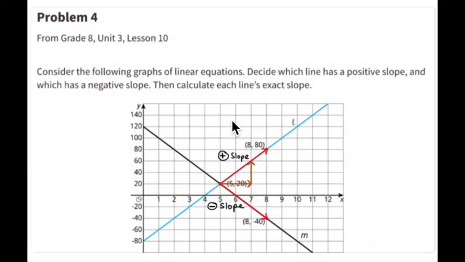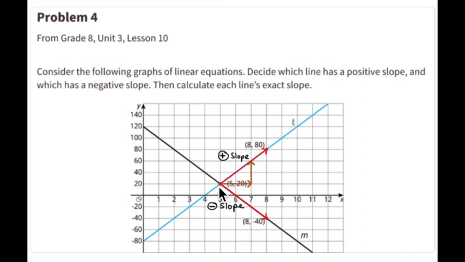This is problem number 4. It says, consider the following graphs of linear equations. So this graph right here of M and this graph right here of L. And decide which line has a positive slope and which has a negative slope, then calculate each line's exact slope.